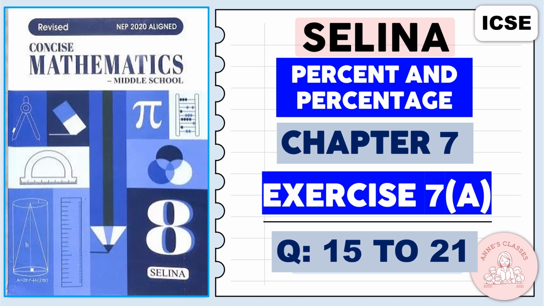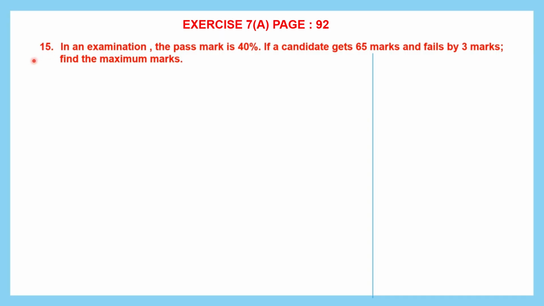Let's do percent and percentage, chapter 7, exercise 7a.8, question 15. In an examination, the pass mark is 40%. If a candidate gets 65 marks and fails by 3 marks, find the maximum marks. Okay, so with all these details, let's start by saying, let the maximum marks be x. We don't know the maximum marks, so we're going to consider that to be x.